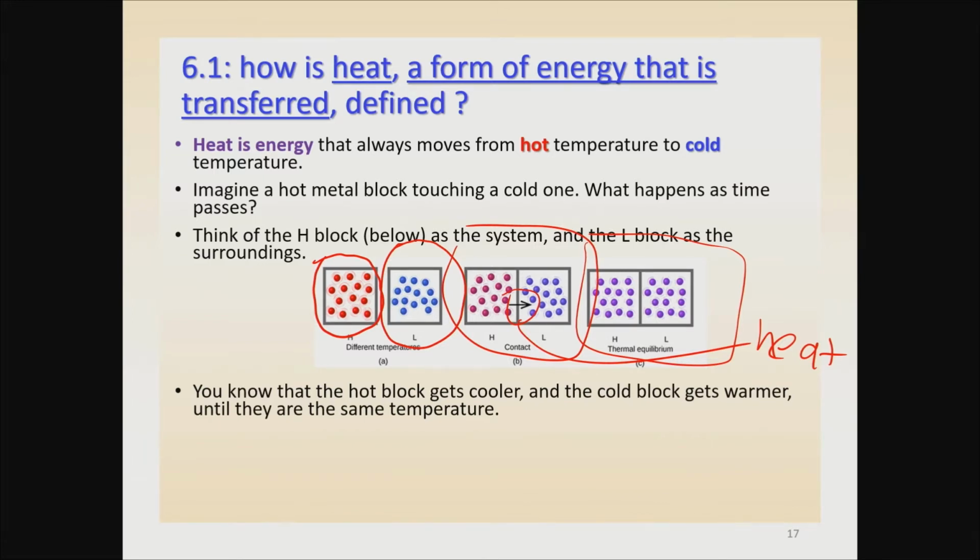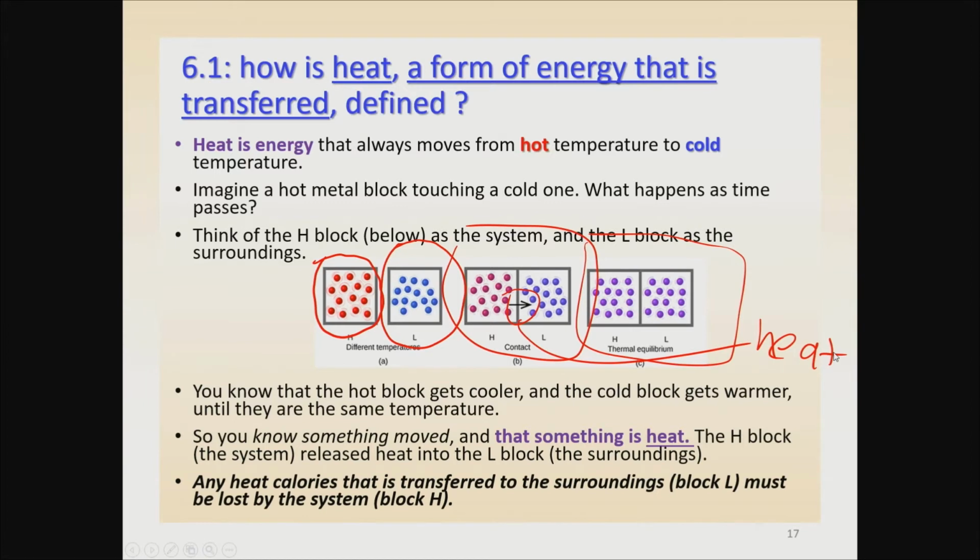Rather, it's the energy that is transferred from a hot object to a cool object, as we saw in this sort of example here. Now, one thing that's important to point out is that let's just pretend that this H block here is the system. So this is the system. And this L block, this cooler block, is the surroundings.